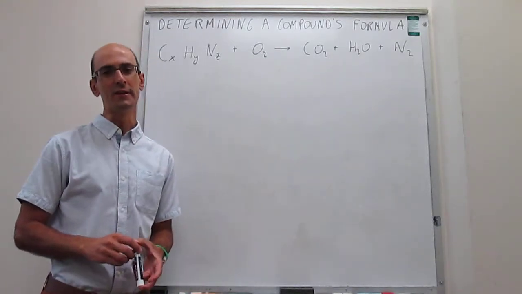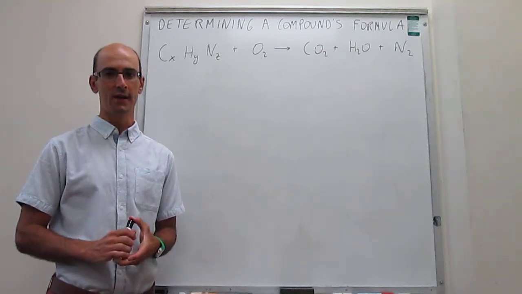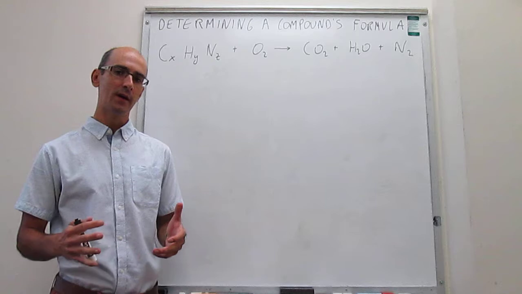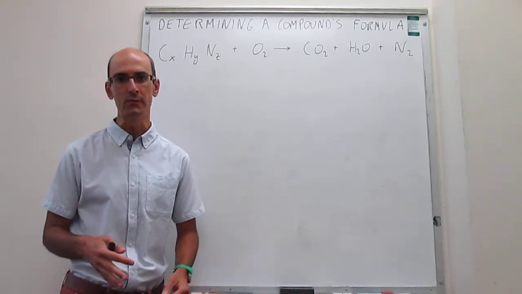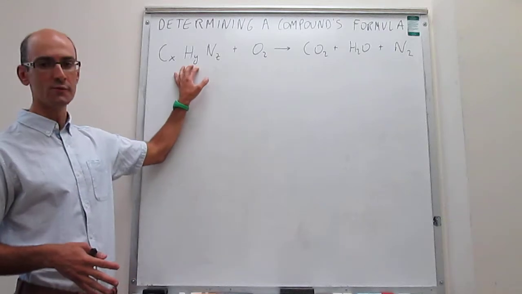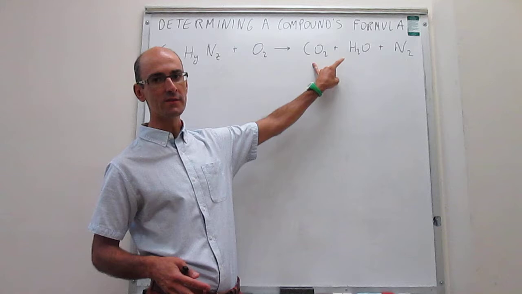So this is the second video in a series of two videos in which we learn how to determine the formula of a compound. In the prior video we discussed a strategy, which I'm going to summarize right here. This is the compound whose formula we want. We're going to burn it with oxygen and then we're going to generate these products.